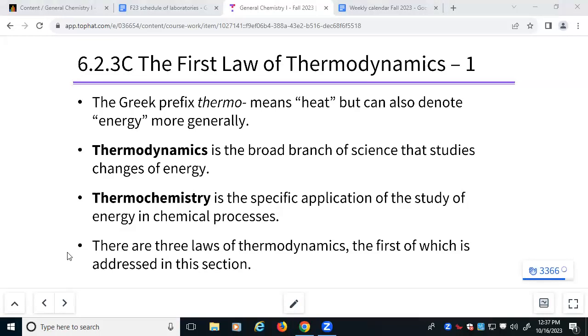So here we are, kind of to what we've been building at for 2 days now, the first law of thermodynamics. Now, before we get to the actual telling of the first law, let's define some terms here so that we're all on the same page. So we know what thermochemistry is. Thermochemistry is the specific application of the study of energy in chemistry processes. Thermodynamics is a broader study of energy to a variety of systems.